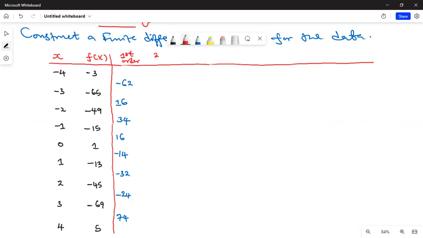Do the same to the second order differences. A similar subtraction, 16 minus -62. That should give us 78. 34 minus 16, that should give us 18. So proceed with the same subtraction until you get to 74 minus -24. That is under the second order column. So those are the correct values under the second order difference column. Let's go to the third order.